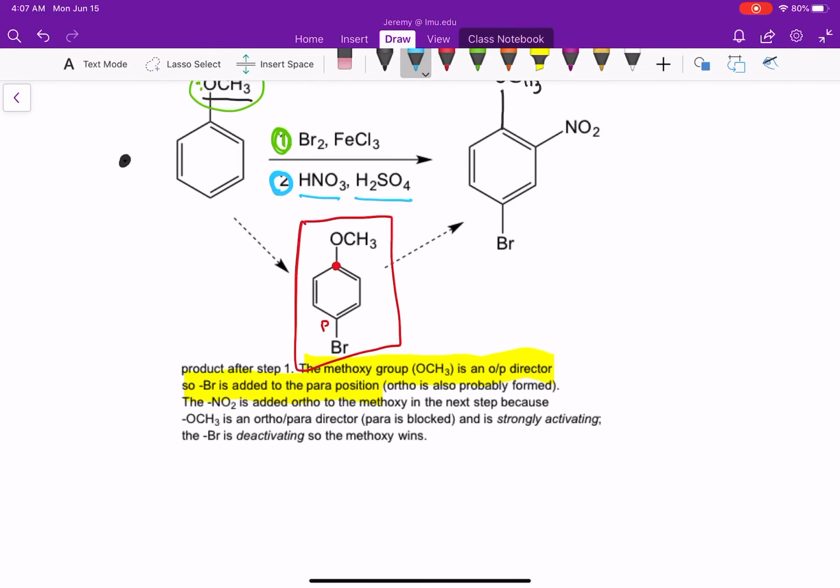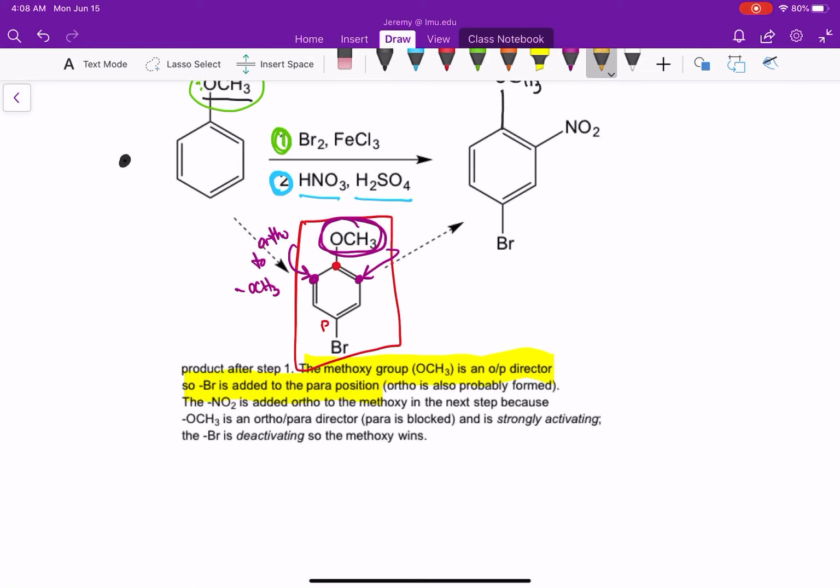So now we have 2 groups on here, right? So we have the OCH3 group. We know that that is an ortho para director. Para is blocked. There's not a hydrogen there, right? So we know that this OCH3 is going to direct our next group to the ortho position, either the position on the right or the left. This is ortho to our methoxy, our OCH3.